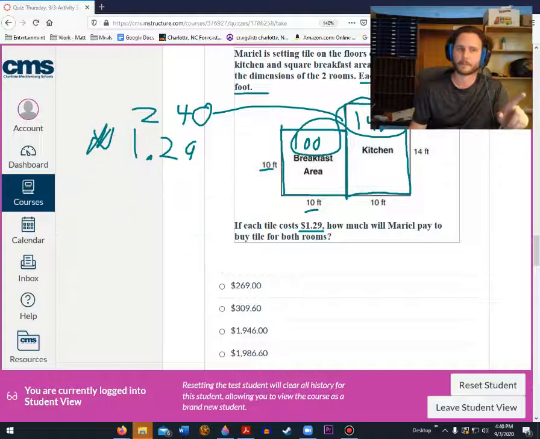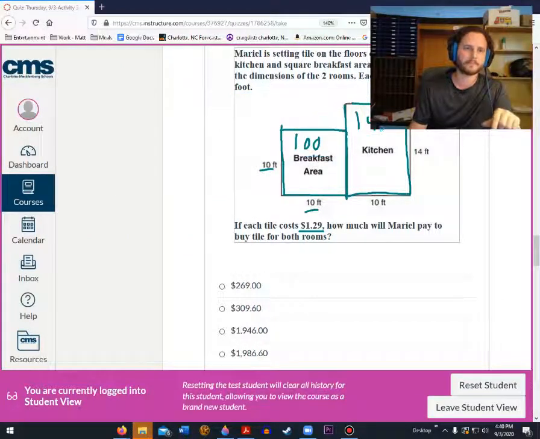That's it for this problem. We're going to go on to the next one once all that is cleared.